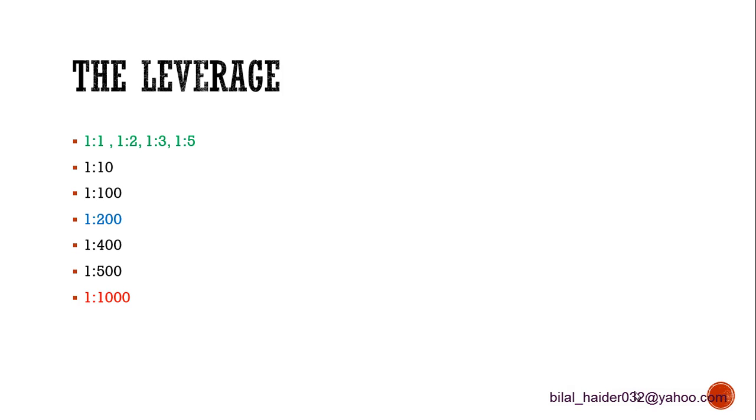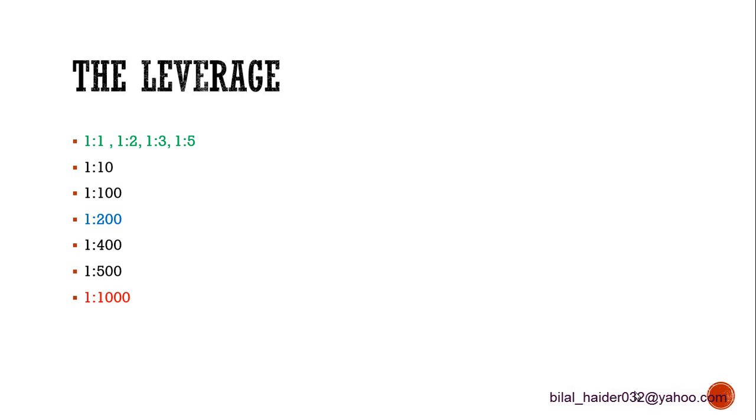Well, this video is about leverage. This leverage thing which I have written on the screen: 1:1, 1:2, 1:3, 1:5, 1:10, 1:100, 1:200, 1:400, 1:1000. These are the leverages which companies provide, and whenever you will be registering with some company, you will be seeing these leverages with that company. When you register an account with them, you will see these numbers there.